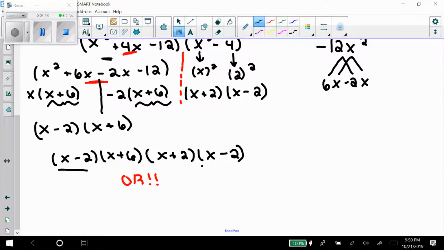We have two factors of x minus 2, so you could write that as x minus 2 squared times x plus 6, x plus 2.